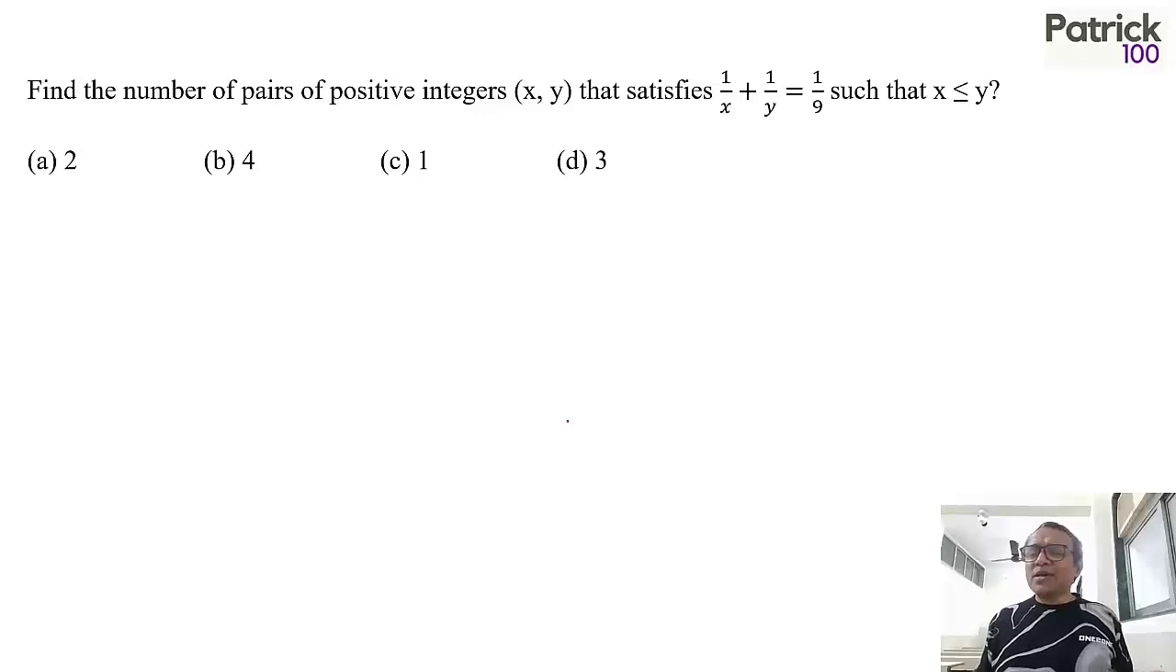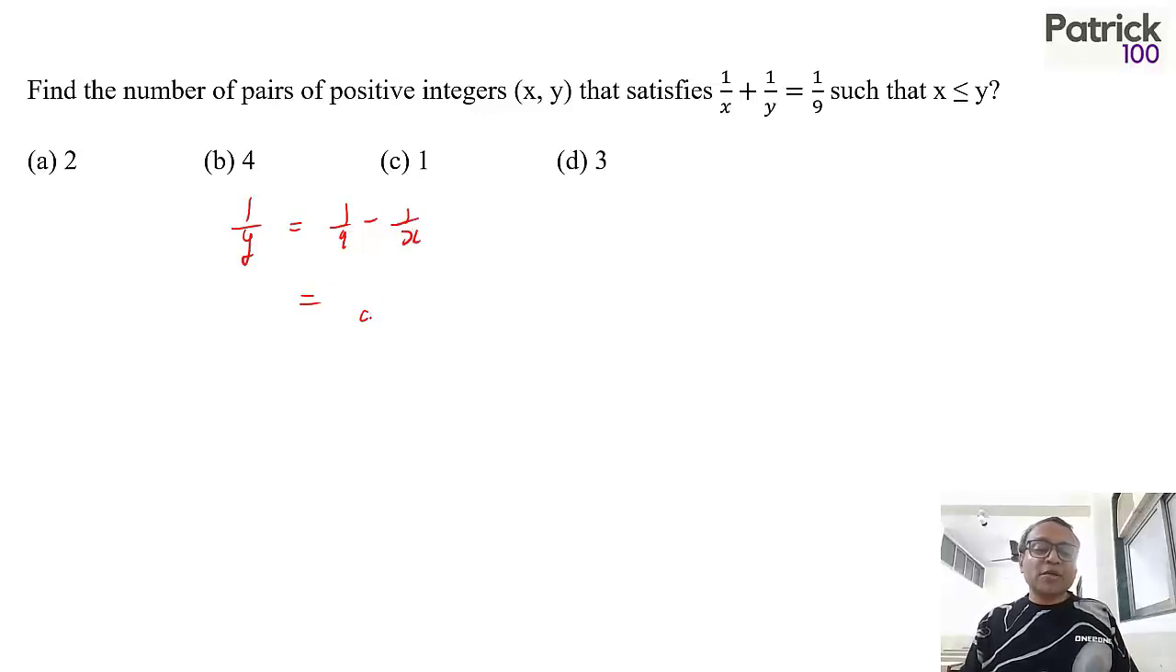Again, this is common in CAT where you have 2 variables, 1 equation. So you have a number of solutions. A typical way of solving is to put one variable with respect to the other. Since x is less than 9, I put y in terms of x. So 1 upon y is equal to 1 upon 9 minus 1 upon x. So I can substitute small values of x and go ahead.